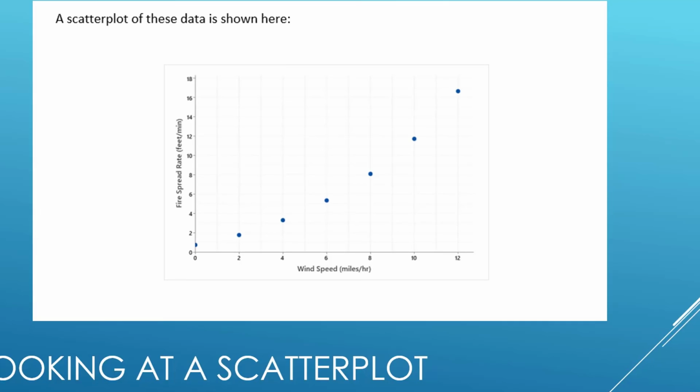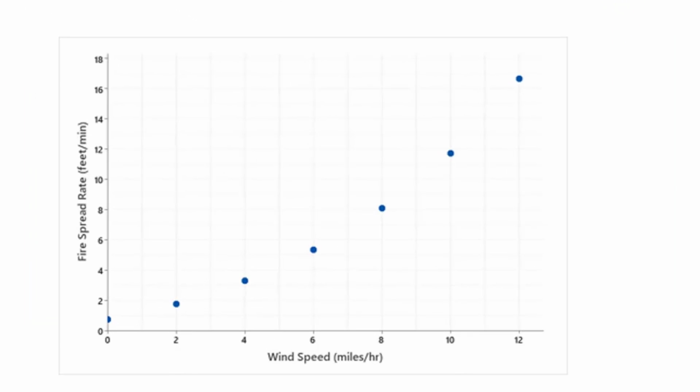Students are then given a scatter plot for the data. If time allows, you could modify the activity to have students create the scatter plot themselves. At the end of this module, you will be able to download a Word version of this activity so that you can easily make changes to it.